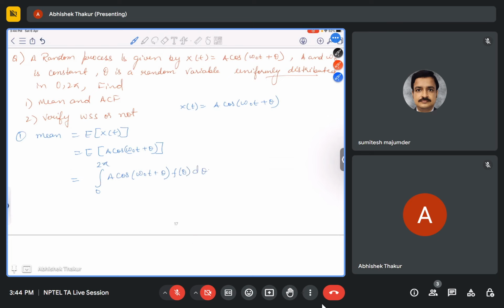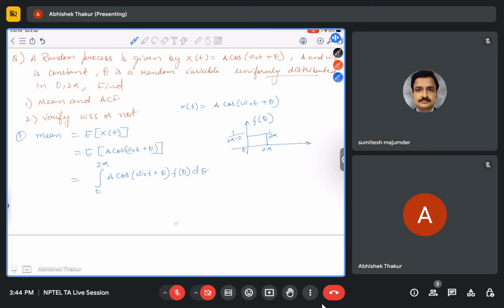F theta d theta. Now what is F theta? It is given that theta is a random variable uniformly distributed in 0 to 2 pi. So if it is uniformly distributed, we know how to plot this curve. It will vary from 0 to 2 pi, and the amplitude will be 1 by 2 pi minus 0. We studied this in the last lecture. So this is 1 by 2 pi, the amplitude.